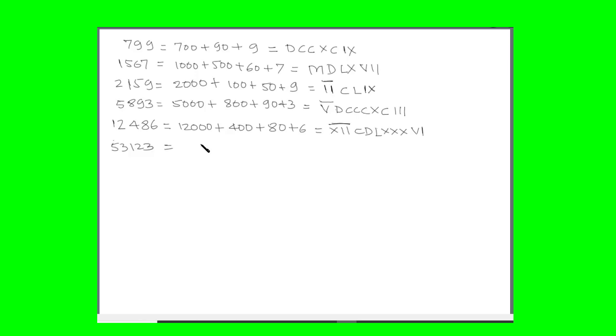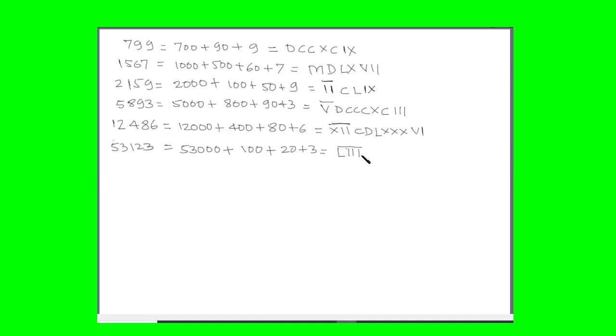Now we write a bigger number, 53,123. So 53,000 plus 100 plus 20 plus 3. Now first we write 53. 53 is LI, which is 50 plus 3, and put bar on it. So it becomes 53,000.